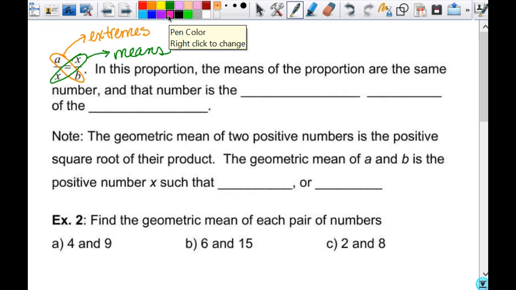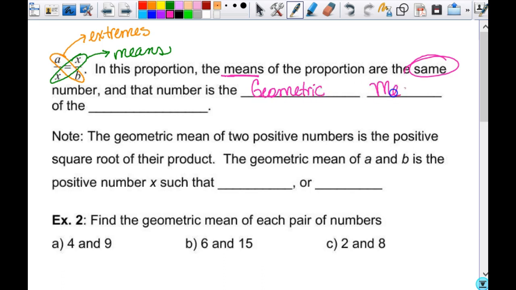So in this proportion, the means of the proportion are the same number. Notice that X shows up twice, right? And so when you have something that shows up twice like that, then that is what's called the geometric mean. And it is the geometric mean of the extremes. Okay? The geometric mean of the extremes.